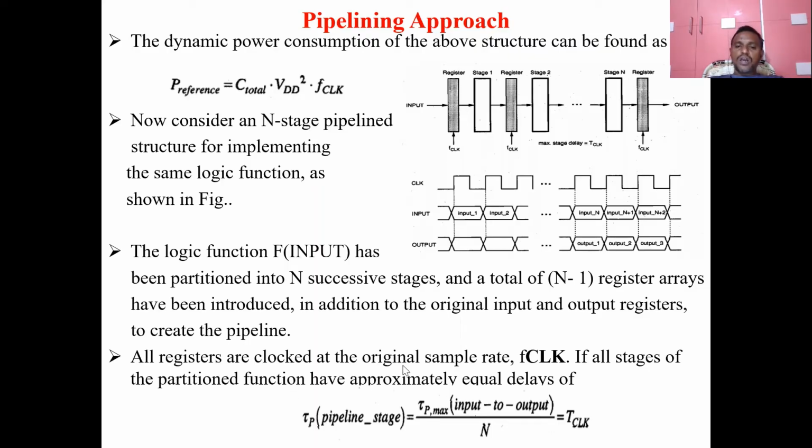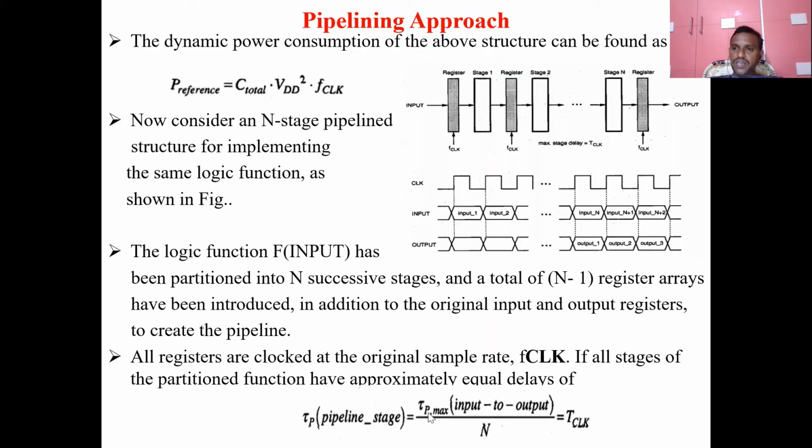Okay, if all stages consist of equal delays, the total propagation delay of the pipeline stage we will calculate as tau p max, input to output, divided by n, that is nothing but the time period of the clock frequency. So tau p, the propagation delay, is equal to tau p max input to output. Why? What does input to output mean here?